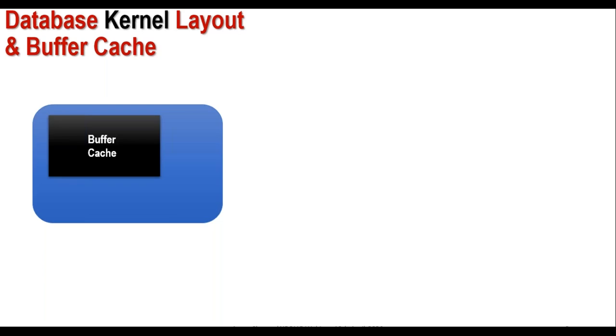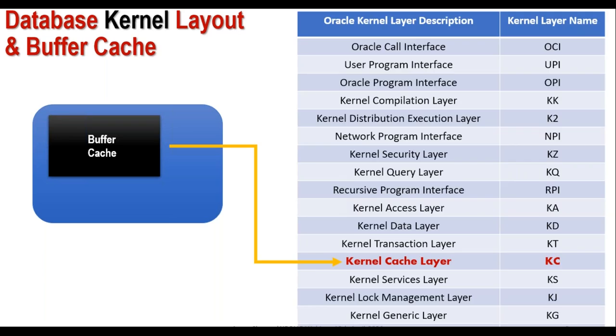do in the Oracle database environment is based upon the Oracle database kernel. And in the Oracle database kernel, we have different layers for different functionalities. Buffer cache is one particular aspect of the Oracle database, which is linked with one of such layers. So here is a list of those layers which work behind the scene in the system. And you can notice that the buffer cache is based out of something called the kernel cache layer.